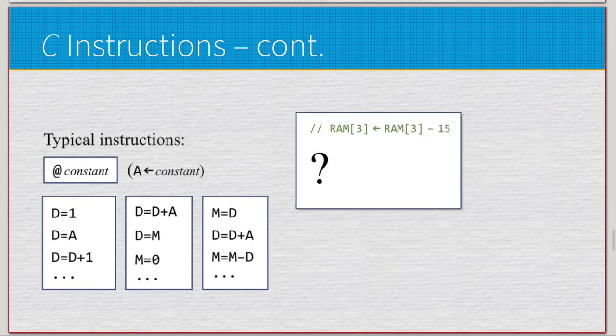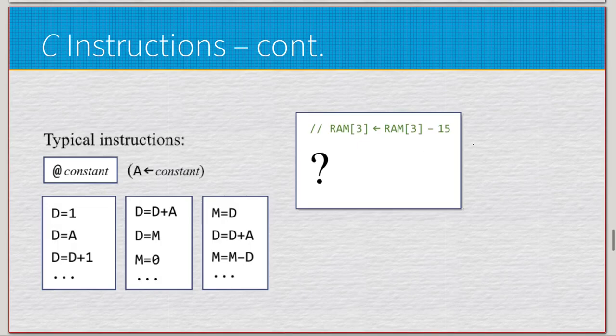So, let's take a look at this one. This is doing an operation of loading a mathematical algorithm basically into RAM 3. So we're just doing RAM 3's data minus 15, loading that into RAM 3. Or in a more straightforward sense, we are reducing the value in RAM 3 by 15.